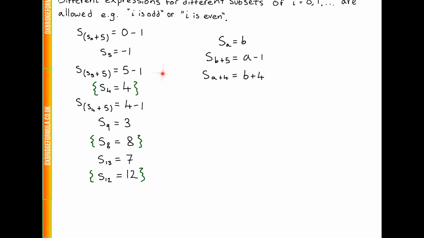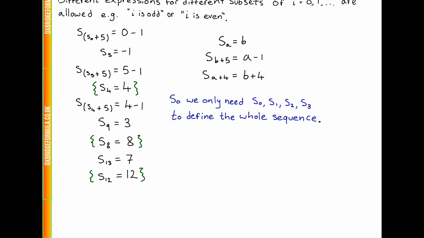But is every number part of this list? In fact, what this expression tells us is that if we know S_0, S_1, S_2, and S_3, then we can add 4 as many times as we like to generate anything in the sequence. So we only need to know what these 4 numbers are. We already know S_0. Can we work out any of the others?